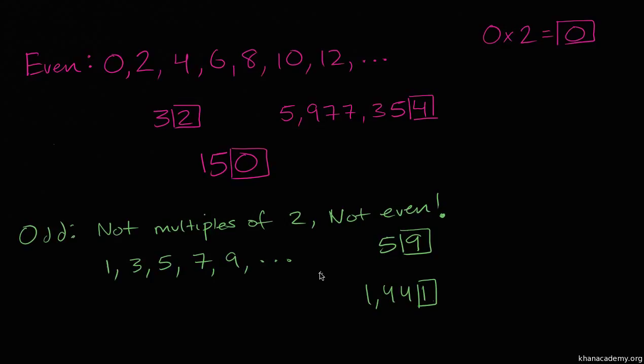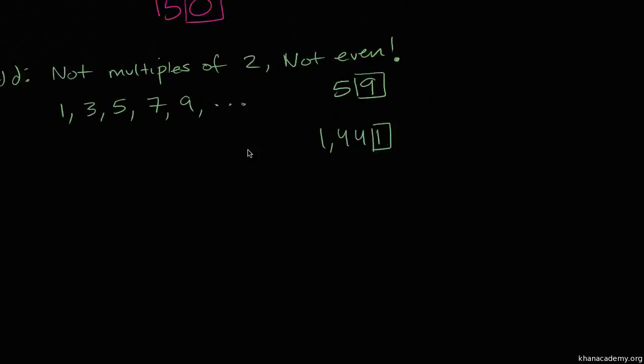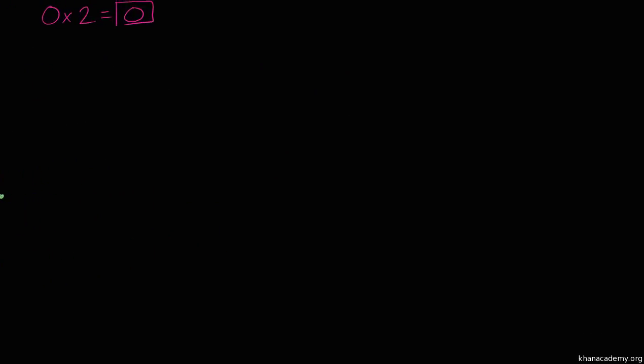So now that we know what an odd or an even number is, let's think about what happens when we operate on odd or even numbers. So let's think in particular, actually let me move over to the side right over here. Let's think, whoops, I fell off the screen. Let's think about what happens if I take an even number plus another even number.